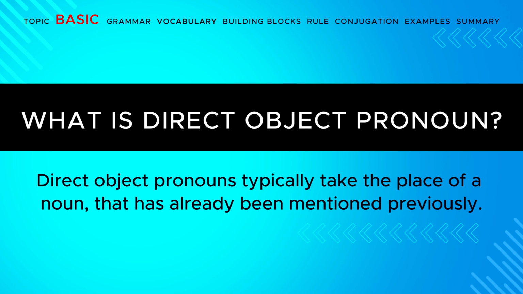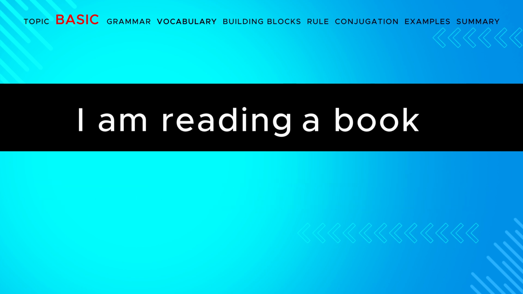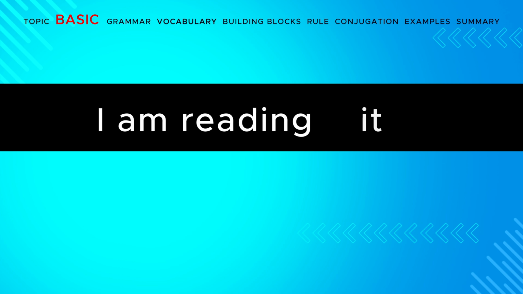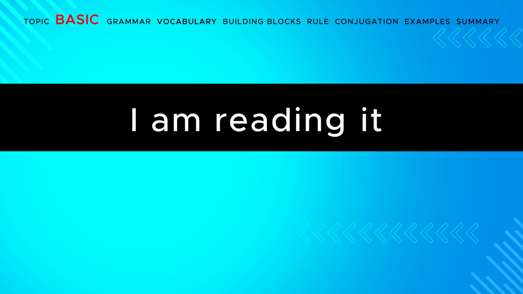Let's see how it works with the previous example. I would just replace the book with its direct object pronoun. So, now it will be, I am reading it. Where it is the direct object pronoun for a book.